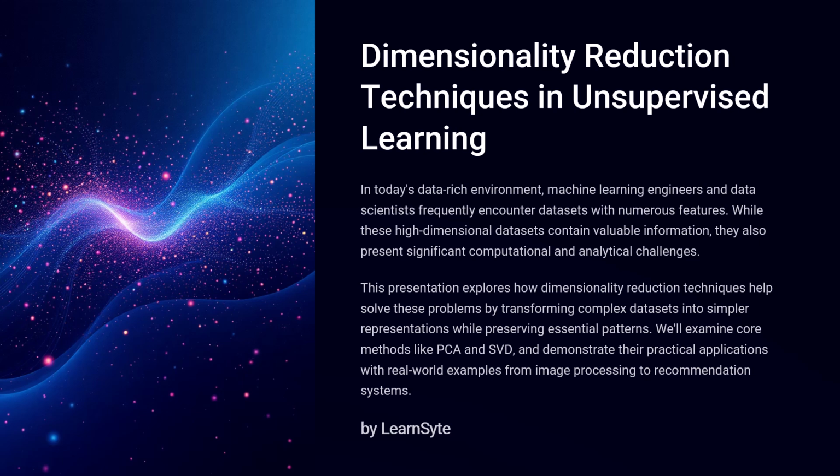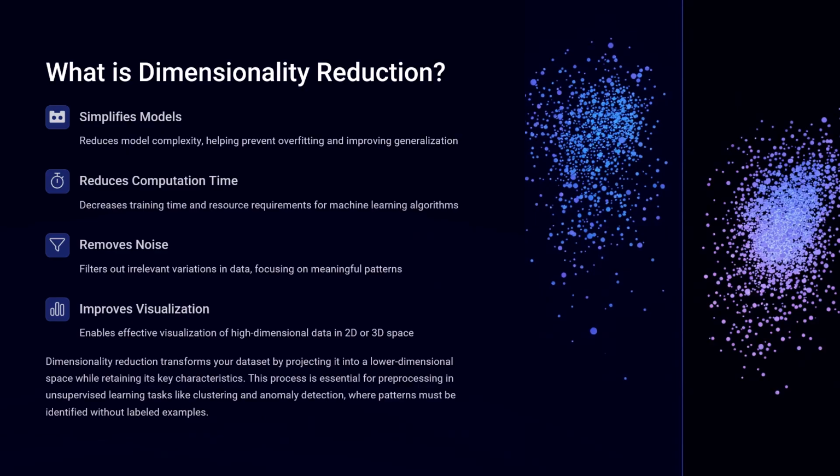In today's data-rich environment, machine learning engineers and data scientists frequently encounter datasets with numerous features. While these high-dimensional datasets contain valuable information, they also present significant computational and analytical challenges. This presentation explores how dimensionality reduction techniques help solve these problems by transforming complex datasets into simpler representations while preserving essential patterns. We'll examine core methods like PCA and SVD, and demonstrate their practical applications with real-world examples from image processing to recommendation systems.